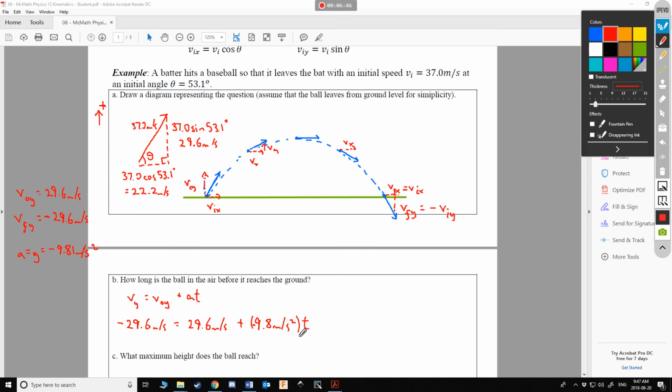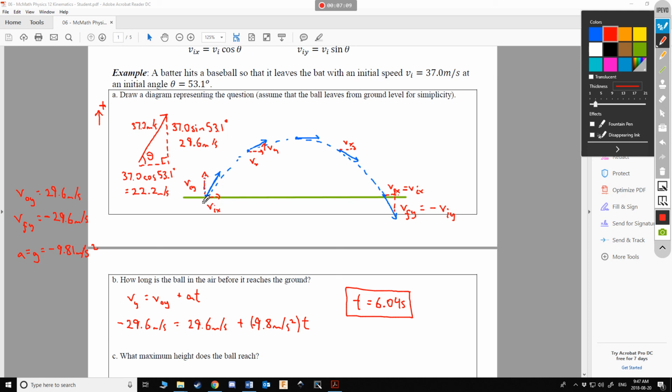So now we solve for this. We have negative 29.6 minus 29.6, because we group like terms. We divide by negative 9.8. We get a time of 6.04 seconds.